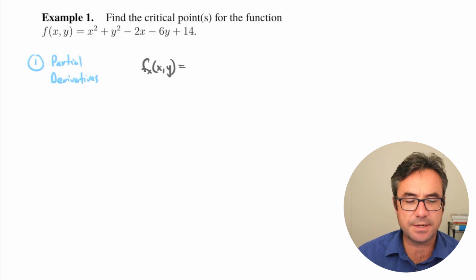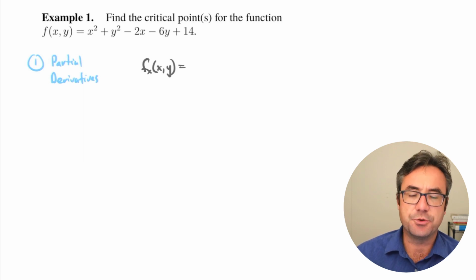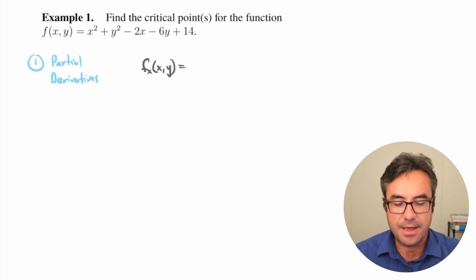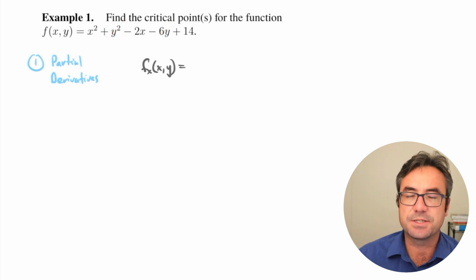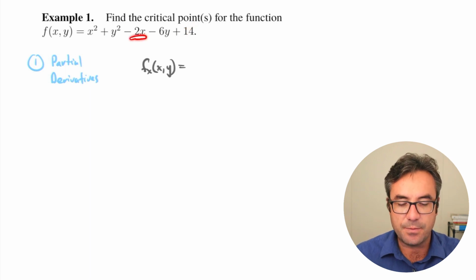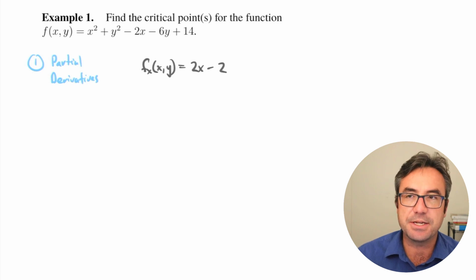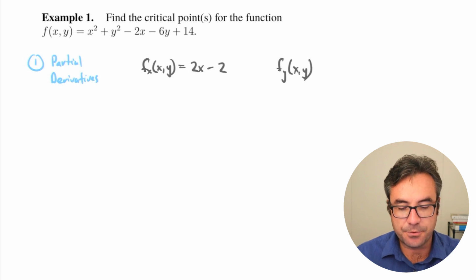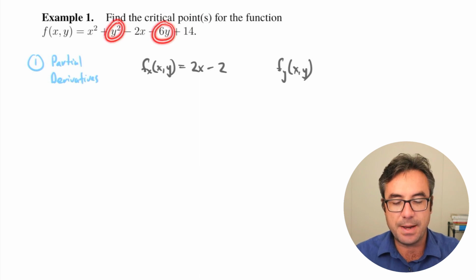So f partial x, this function's not too bad. Let's go through it. Derivative of x squared is 2x, and then the y terms, there's no x's there, so they differentiate to 0. Constant differentiates to 0, and then we have minus 2. So our x partial is 2x minus 2. And then our y partial, again, let's go through. x terms differentiate to 0, 14 differentiates to 0, and then we're going to have 2y minus 6.